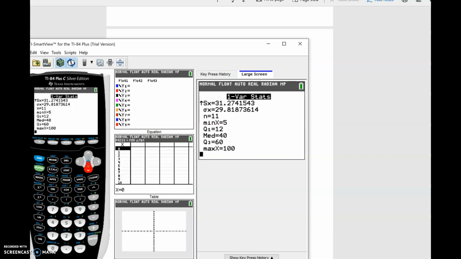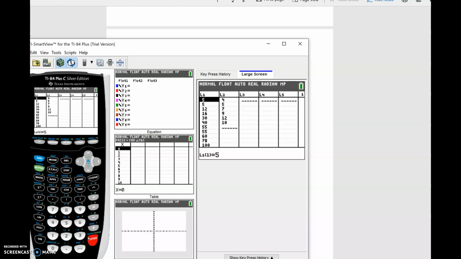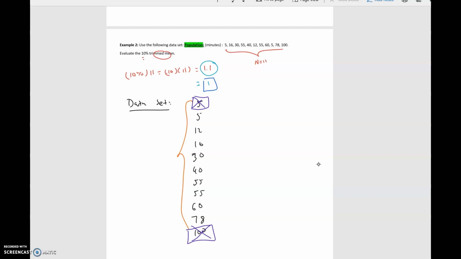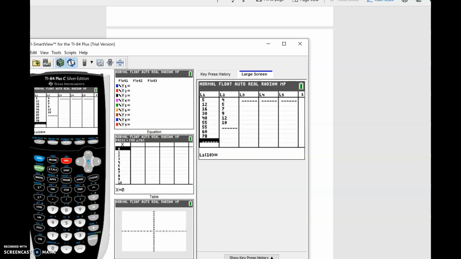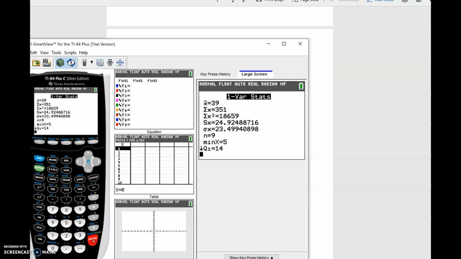Now, in order to remove them, you simply go to edit, and you have to be careful here that you don't remove more than you're supposed to. So you simply delete the first one, and you delete the last one, which happens to be the 100. So we're going back to the data set, removing that 5 and the 100, and then you calculate the mean of the leftover values. Run me a one variable stats on L1, and remember that we reduced it by 2, so n is now 9.